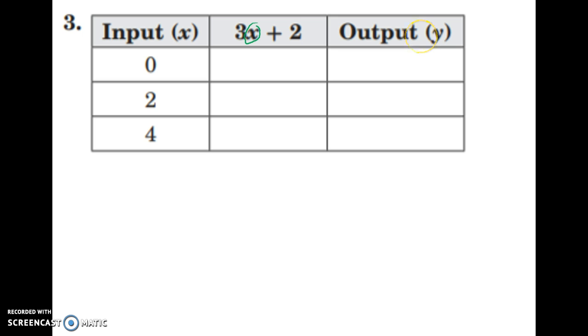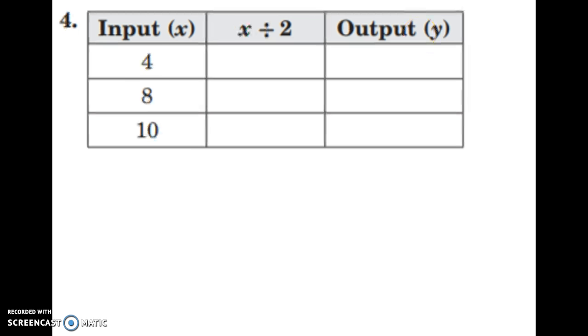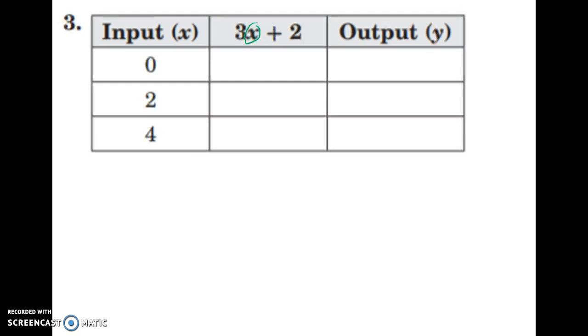Let's try the first one. Here we have 3. We're going to multiply it by 0 and add 2. And we know that 3 times 0 is 0, plus 2, our y value is 2.